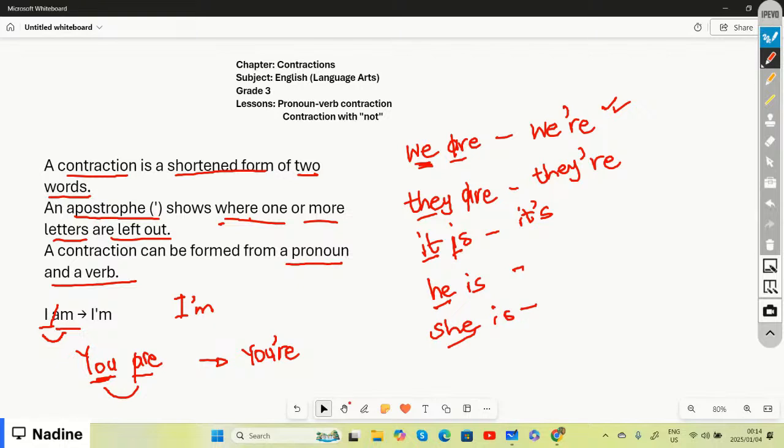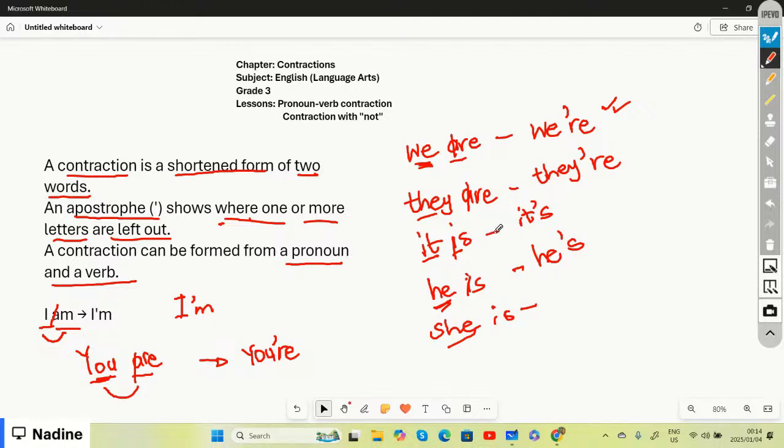So it is nice, it's nice. He is. So he stays the same. The pronoun stays the same. We remove the I in the verb. We put an apostrophe in its place and we bring down the S. So he is, or we say he's.